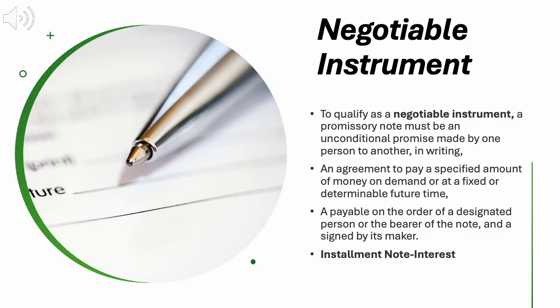Negotiable instrument. To qualify as a negotiable instrument, a promissory note must be an unconditional promise made by one person to another in writing, an agreement to pay a specified amount of money on demand or at a fixed or determinable future time, payable on the order of a designated person or the bearer of the note, and assigned by its maker. Installment note interest.